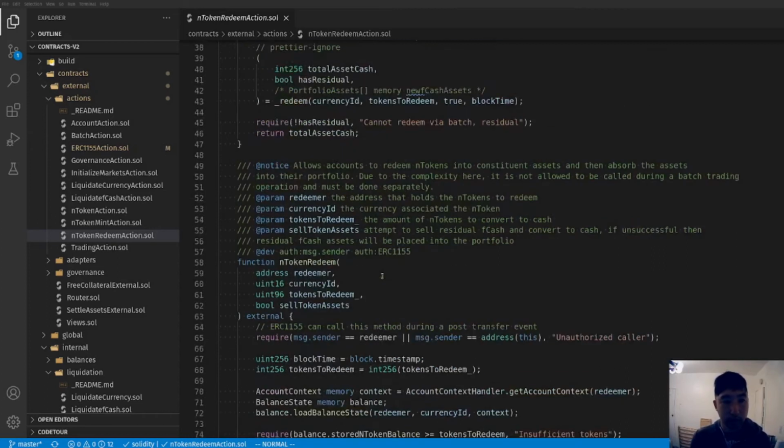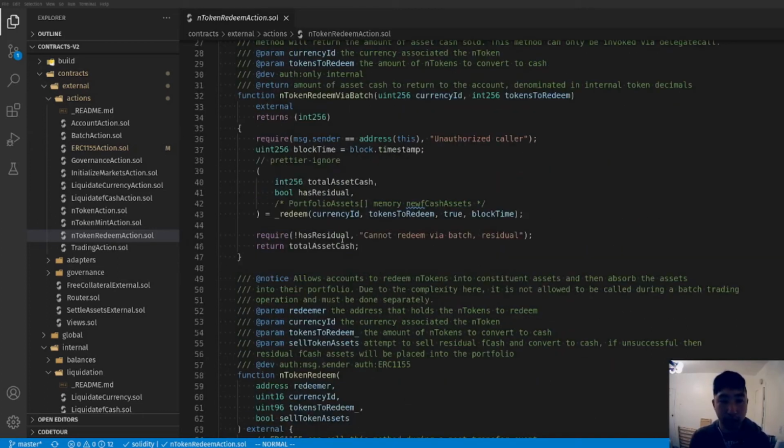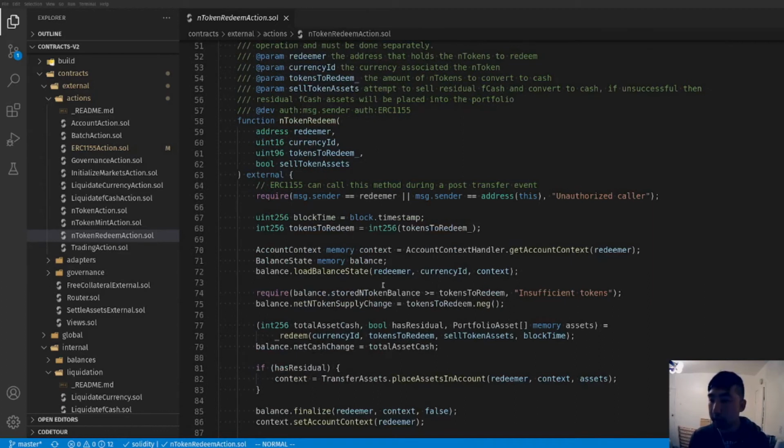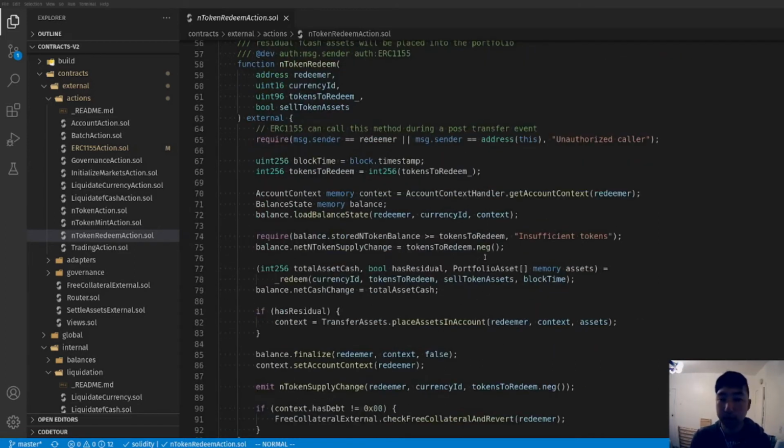So generally, users will be using nToken redeem via batch, which will just attempt to sell off all those residual positions. But it's possible that in certain scenarios, there will be idiosyncratic residuals that cannot be sold. And so nToken redeem is a way for accounts to get around that and still redeem their tokens. Perhaps they can still attempt to sell most of the residuals, but leave the idiosyncratic residual in their portfolio if they really need to get their cash out. So this presents an option that will always work to some extent.